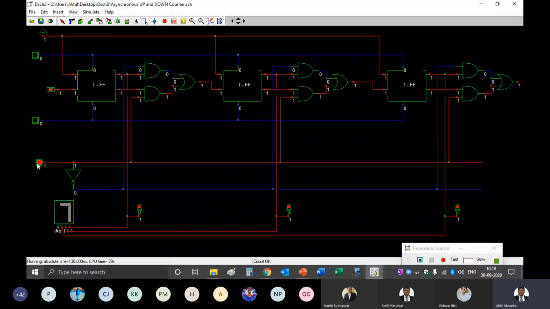So this is what we are actually trying to do with the help of this small additional hardware of 3 gates, 2 AND and 1 OR, so that we can count up as well as down with the help of mode control. Many times we want to count up, many times we want to count down also.